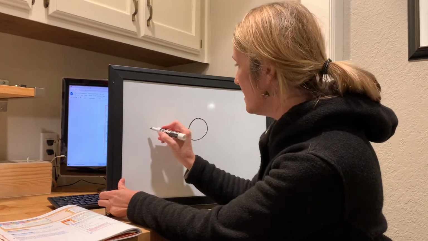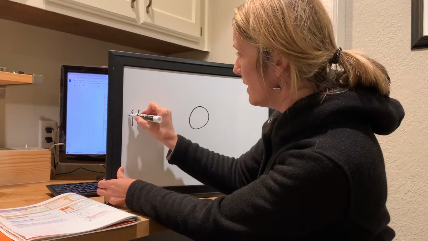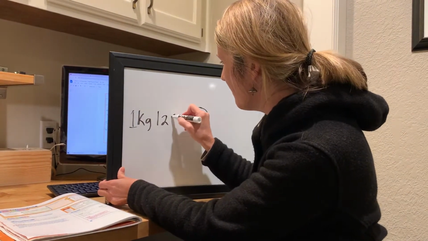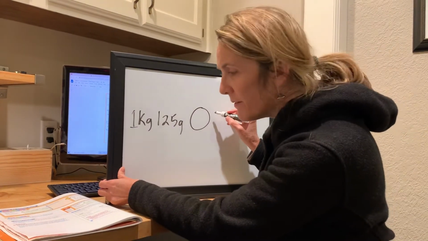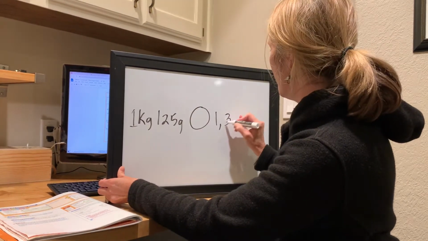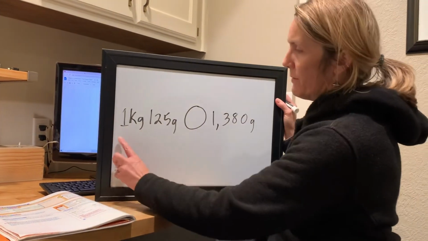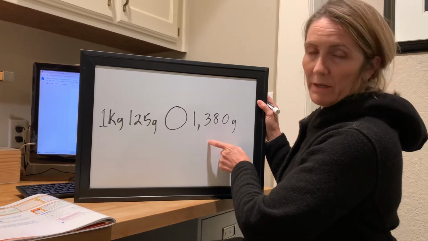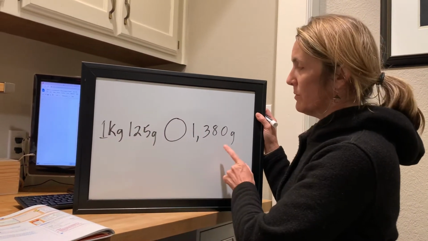On one side it says 1 kilogram and 125 grams is greater than or less than 1,380 grams. Okay, so you'll notice that they gave you 2 units you have to combine on this side and then 1 over here for standard. So what you're going to have to do is take this one down to grams.